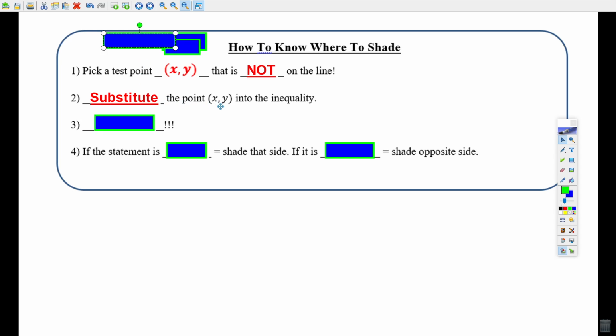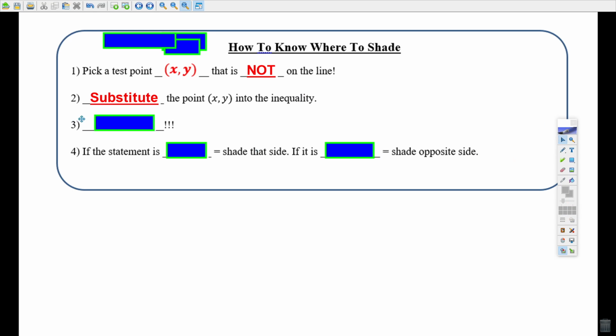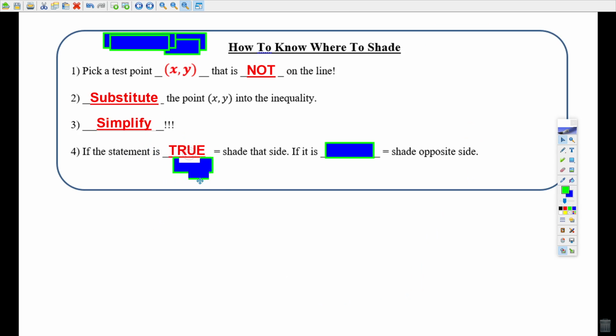Then you're going to substitute that point x, y into the inequality. That's what we did here. We substituted 0, 0 into the original inequality. Step 3, simplify each side. So when we simplified this, we got 0 is less than -4. See if that's true or false. So if the statement is true, you shade the side where the point is. In our case, it was false, so we shade the opposite side.